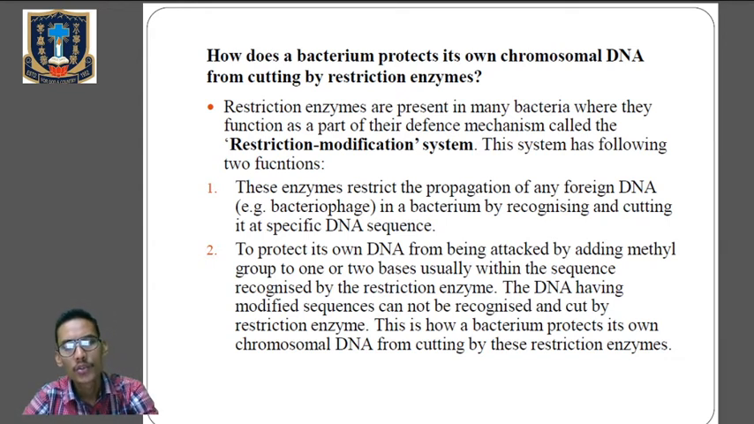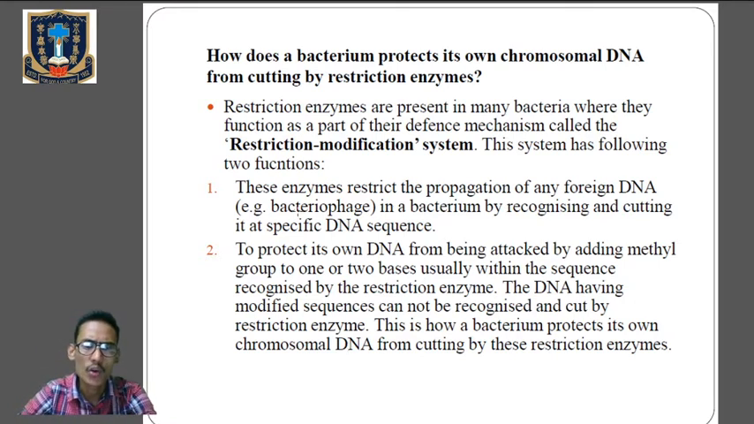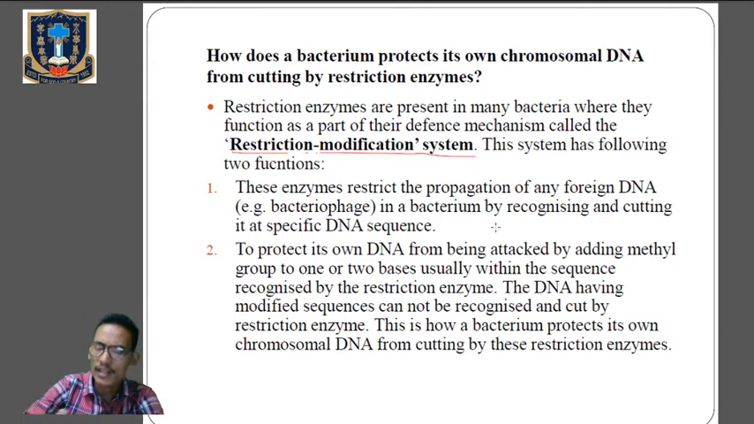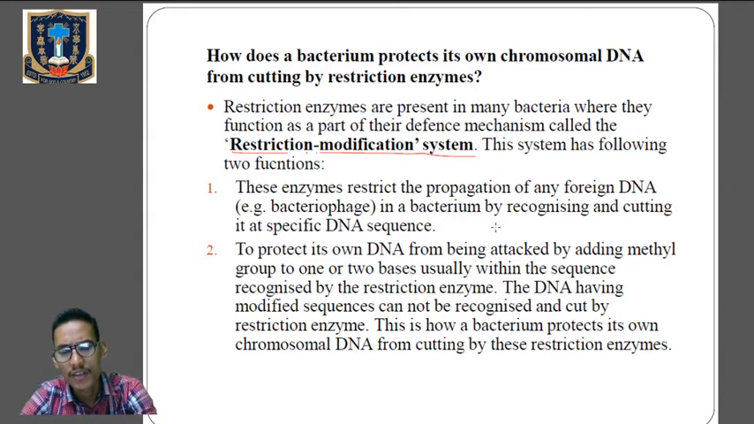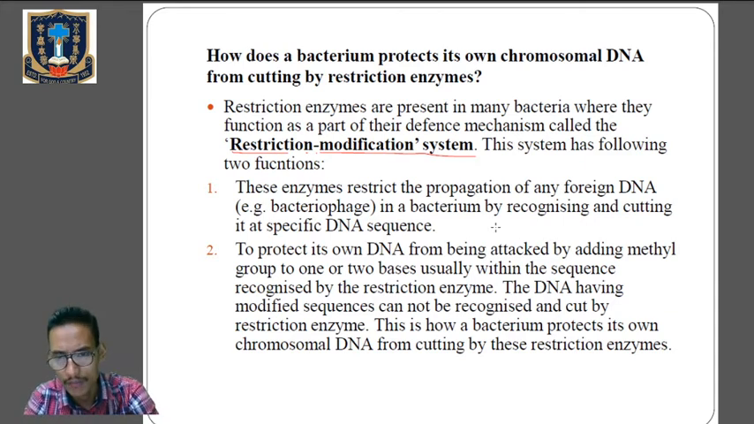The answer is that most bacteria have a defense mechanism to protect their own chromosomal DNA from the action of restriction enzymes, because restriction enzymes will cut the nitrogenous bases of DNA molecules. That defense mechanism is known as the restriction modification system. And how does this system come into action? How does it protect the bacterial chromosomal DNA from the action of restriction enzymes?